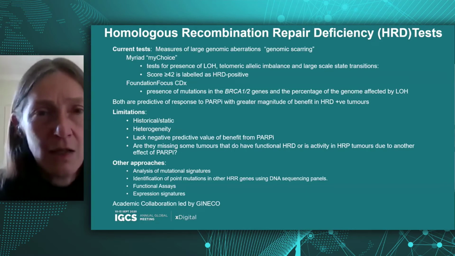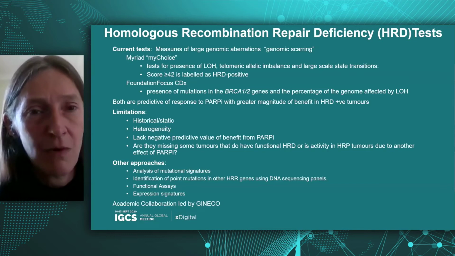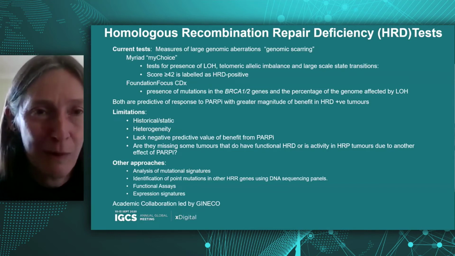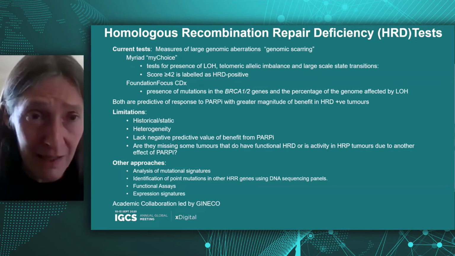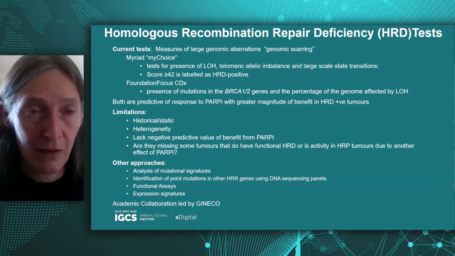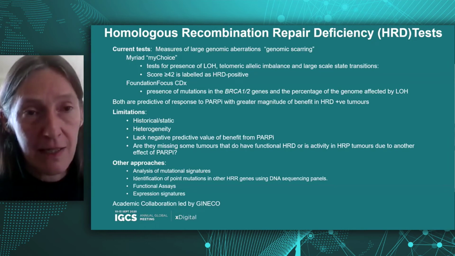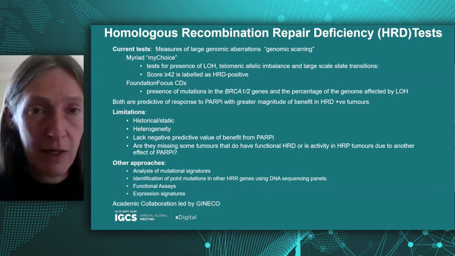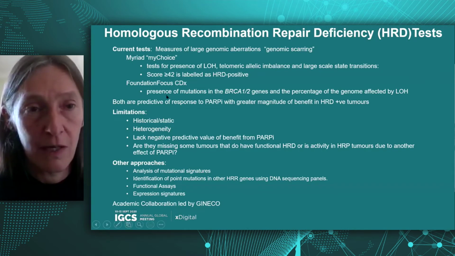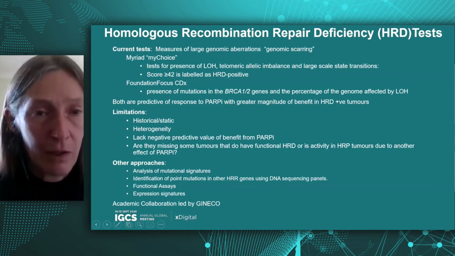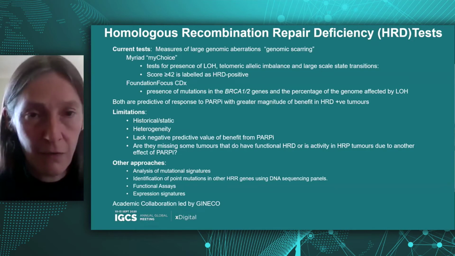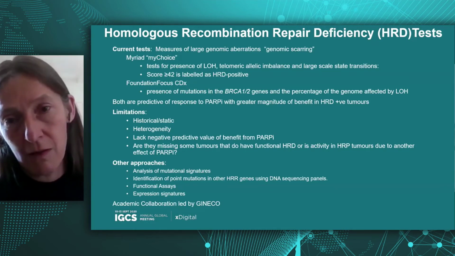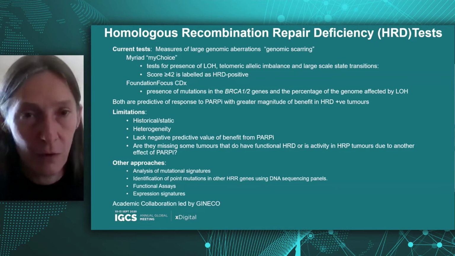So I've mentioned the HRD tests, and what does that really mean? I won't say too much because I think Professor Gourley is going to talk about this later, but essentially the tests that we have at the moment are measures of genomic scarring. There's the Myriad test and the Foundation test. Myriad was used in NOVA and the Foundation test was used in ARIEL3. I won't go into their details, but they're both predictive of response to PARP, with a greater benefit in those with what's called HRD positive according to those tests.